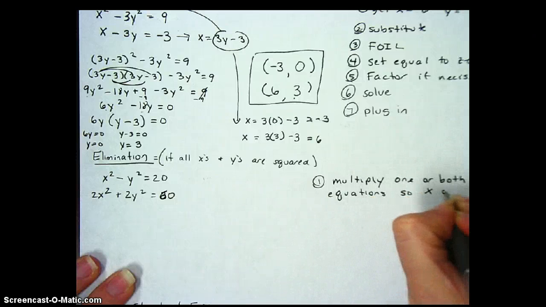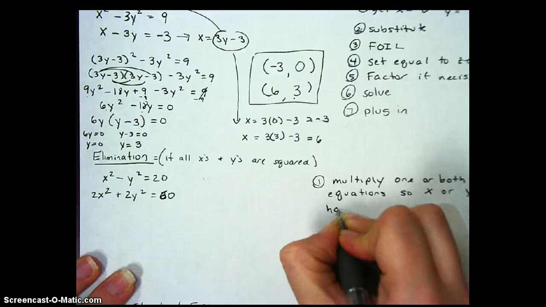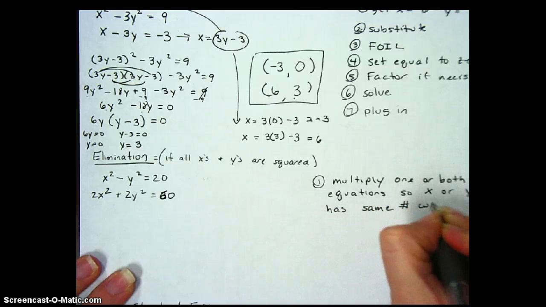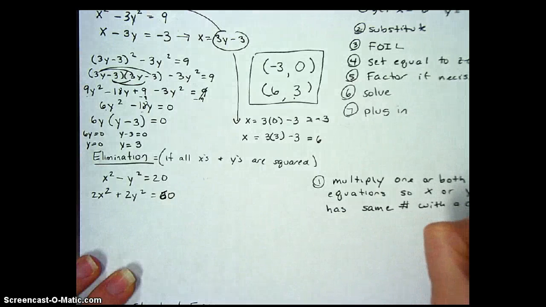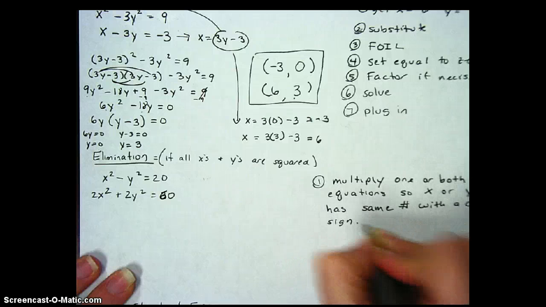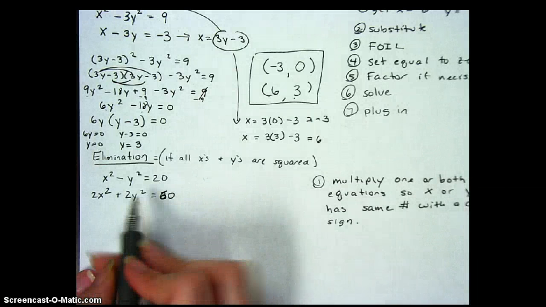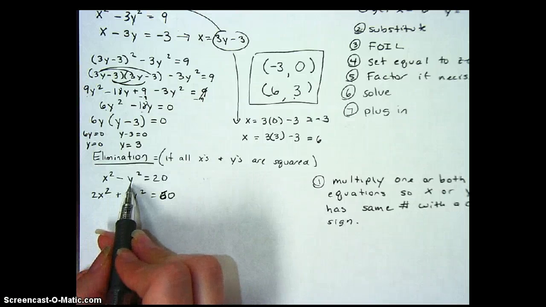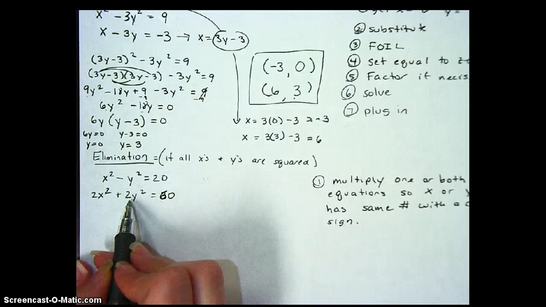So x or y has the same number with a different sign. Here, if we notice, we have a 1x squared and a 2x squared. Here we have a negative 1y squared and a positive 2y squared.